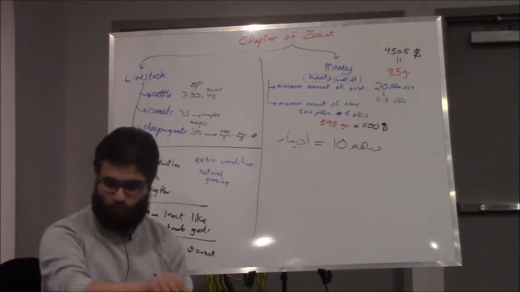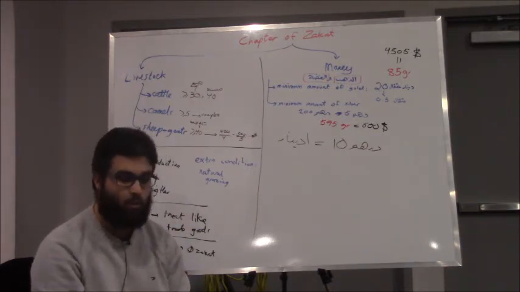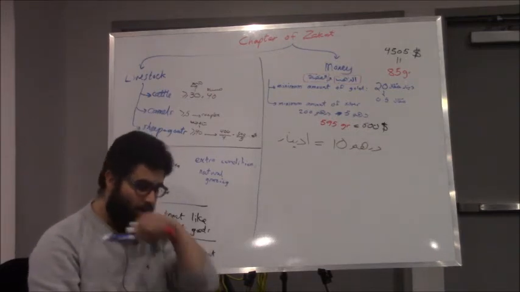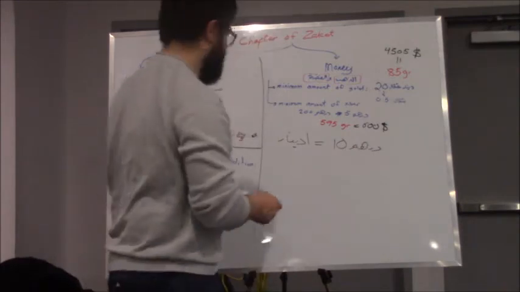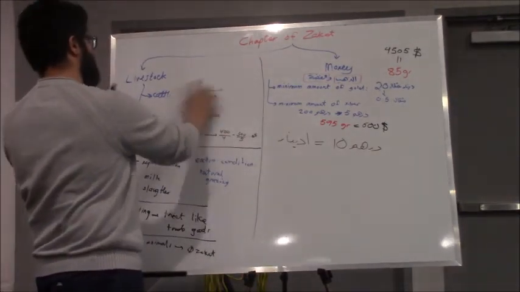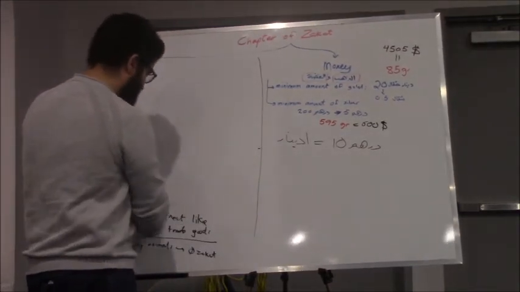We'll go quickly through some more. Not through the whole thing, we only have minutes. وَنِصَابُ الزُّرُوعِ وَالثِّمَارِ خَمْسَةُ أَوْسُقٍ. The minimum amount. We're going to leave money and livestock. We talked about livestock, we talked about money. We're going to go to something called zurua. Zurua is agriculture. So someone remind me quickly.